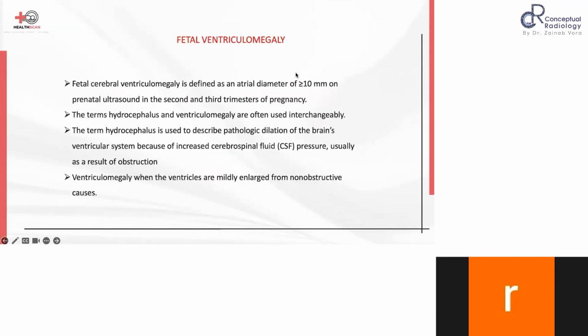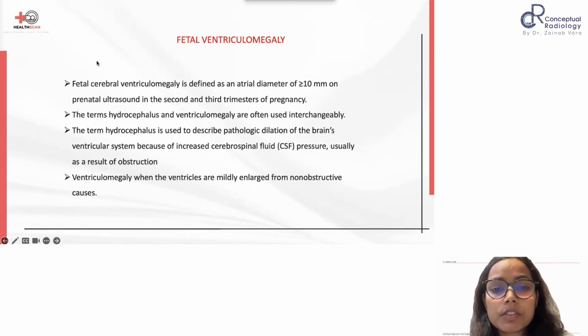So, ventriculomegaly, how do we define it? In the fetus, we define it by the diameter of the atrial width, which is more than 10 mm, which we usually measure in the second and third trimester. So, you should mind, this has to be measured in the second or third trimester.